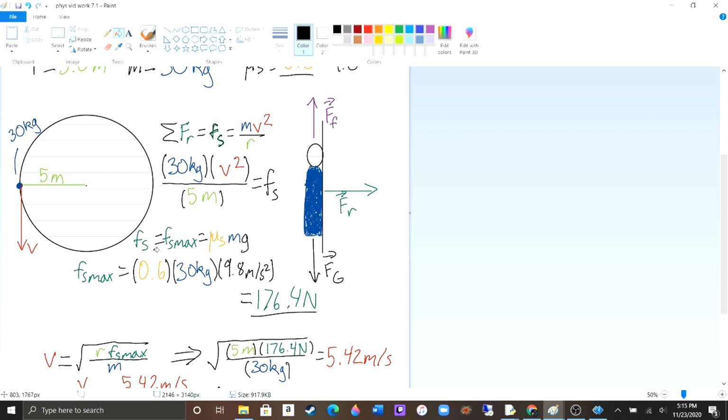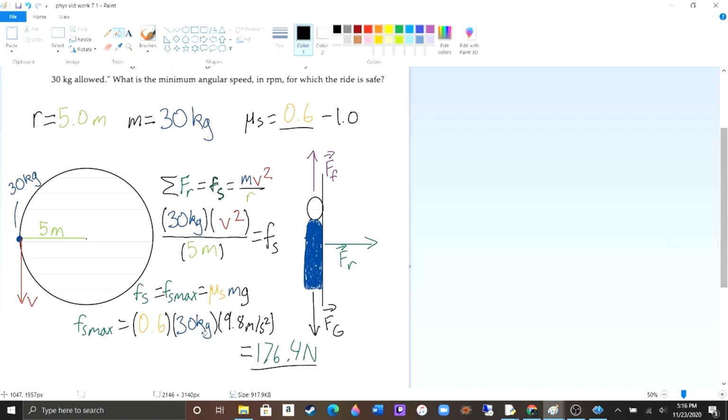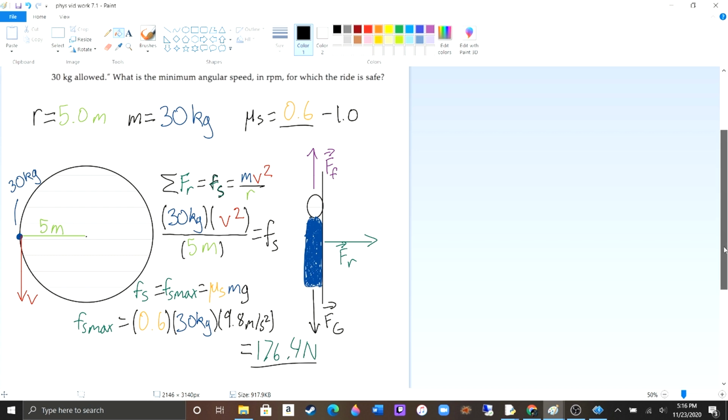So Fs, we can set equal to Fs max to find the force of the static friction. We have our coefficient, right here 0.6, times mass times gravity. We can plug all of that in, and we find that Fs max equals 176.4 newtons.